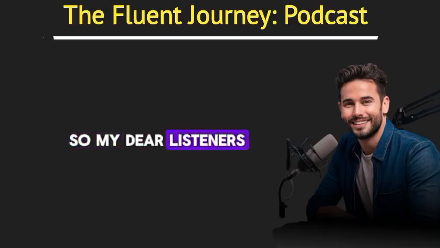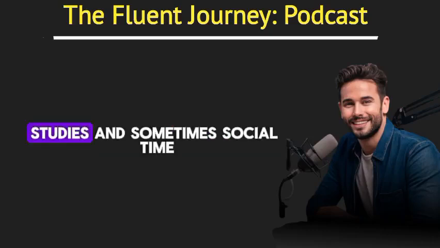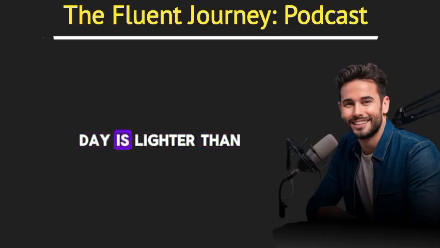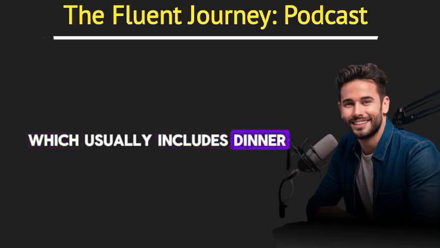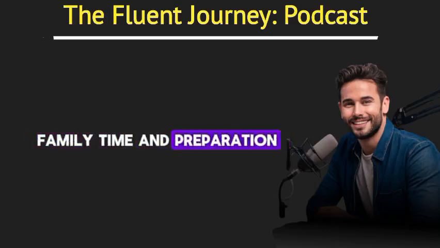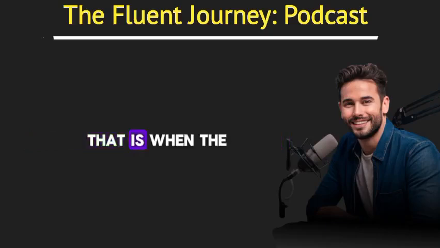So, my dear listeners, that is my afternoon. It is a mix of lunch, rest, hobbies, studies, and sometimes social time. This part of the day is lighter than the morning, but still very important. In the next section, we will talk about the evening routine, which usually includes dinner, family time, and preparation for sleep. That is when the day begins to slow down and come to an end.